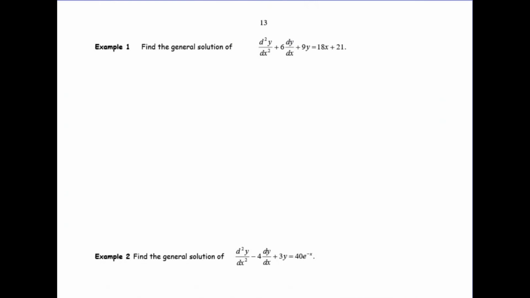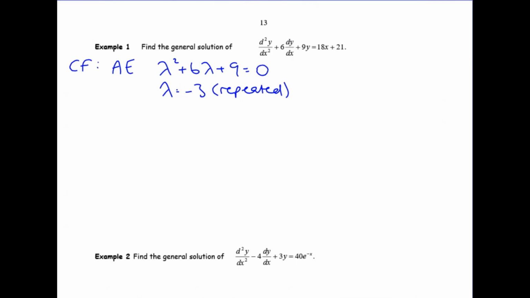We're going to find the general solution to this one. The first thing to do is to find my complementary function, which I'm going to shorten to CF. To do that, I look at the left-hand side being equal to 0. So I get my auxiliary equation, AE, I'm going to have lots of abbreviations here. My auxiliary equation is lambda squared plus 6 lambda plus 9 equals 0. You solve this on your calculator, and it will have a repeated root at lambda equals -3.